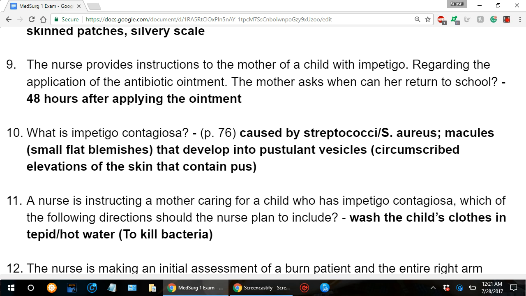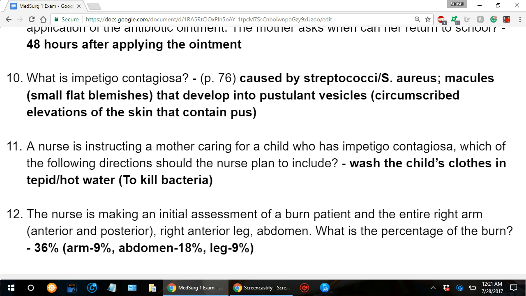What is impetigo contagiosa? It's caused by Staphylococcus aureus, or macules that develop into pustular vesicles. It's caused by Staphylococcus aureus.